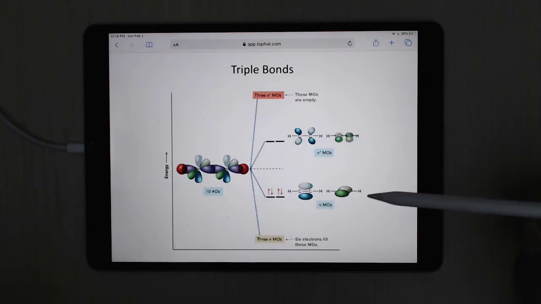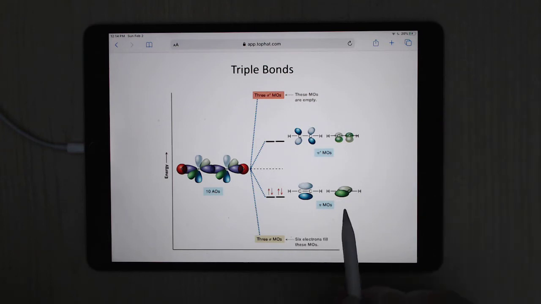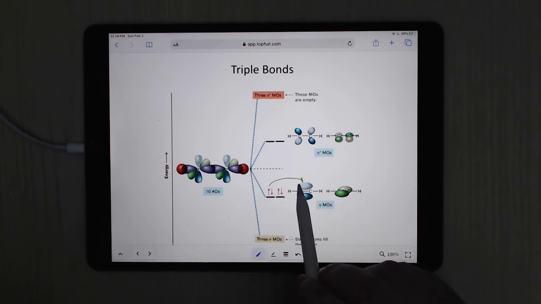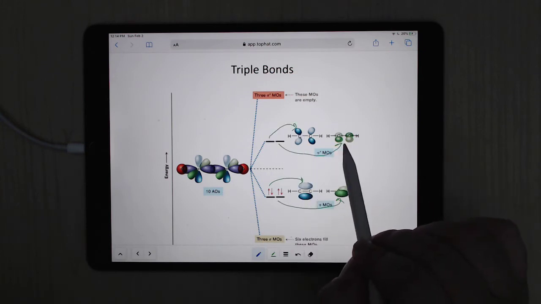And again, you're going to have the pi molecular orbitals here and here. This one would be there, and this one would be there. And again, this one would be there, and that one would be there.